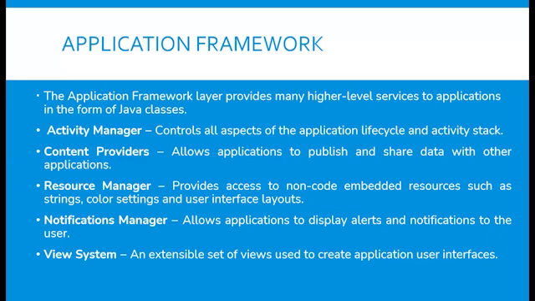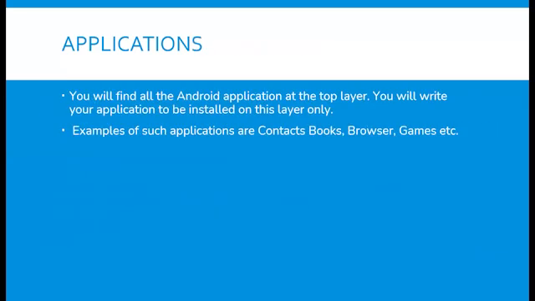Next, the view system is used for viewing and creating the application interfaces. Finally, the applications such as contacts, books, browser and games are all in the application layer. So this is about the Android architecture.